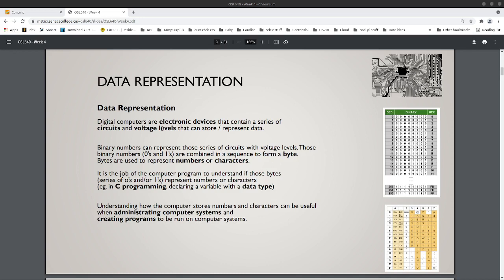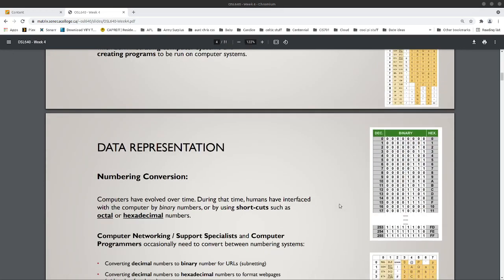And computers' jobs are to understand what those bytes represent, whether they're characters, whether they're variables, whatever they are. And it's useful for you to understand how this is working, and you're going to look at this in your NWK, I want to say 600 course as well. We're going to be dealing with number conversions.